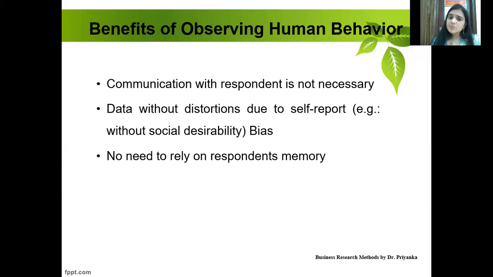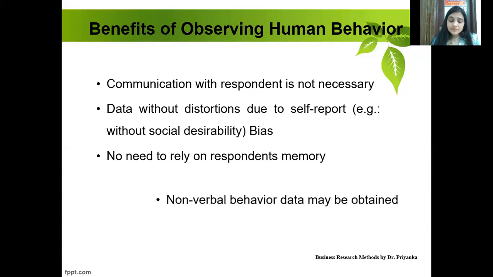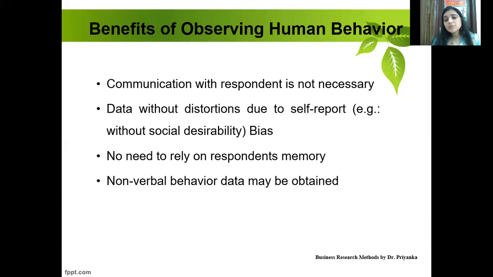No need to rely on the respondent's memory. Yes, the respondent doesn't have to remember anything. It is all done by the observer himself. Non-verbal behavior data may also be obtained. I'm just normally speaking to the person and my facial expressions can be recorded. The way I walk, the way I sit can be recorded. The way my eyes move, or the way I smile, or whether I don't smile at something, these can be observed. All the facial expressions can be recorded. This is actually non-verbal behavior.